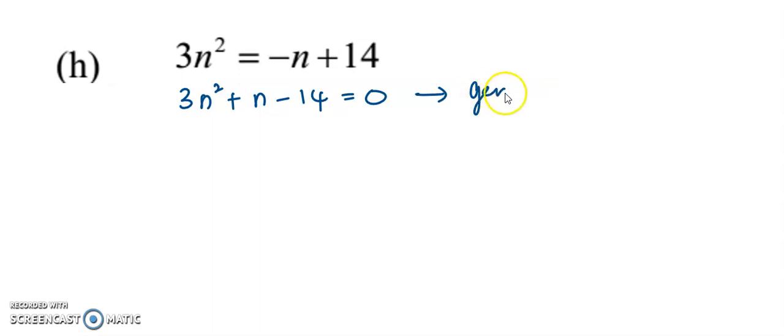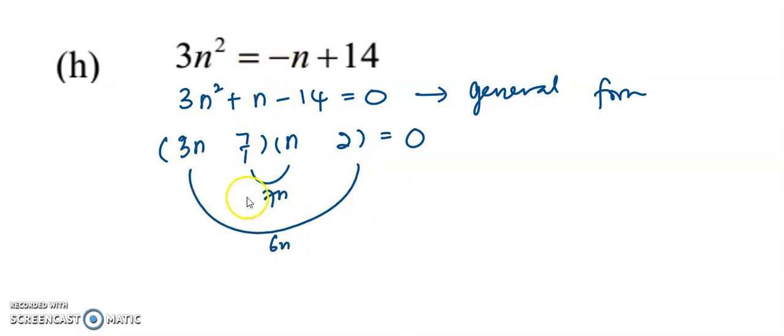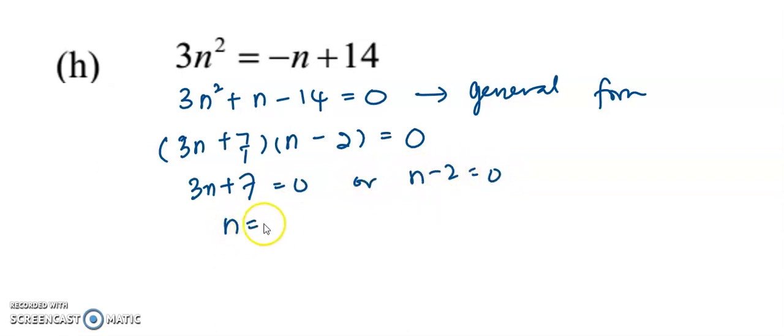Again, change your quadratic equation into the general form and start your factorization. 3n squared consists of 3n multiplied by n. For the 14, I'm using 7 multiplied by 2 in order to get a positive n. I have to consider it like this to get the positive n. Here is to be positive, this one negative, and positive, negative. So when you expand it back, you get it correct. You can erase this off. Then 3n plus 7 equals 0, or n minus 2 equals 0. Your n equals negative 7 over 3, or your n equals 2.